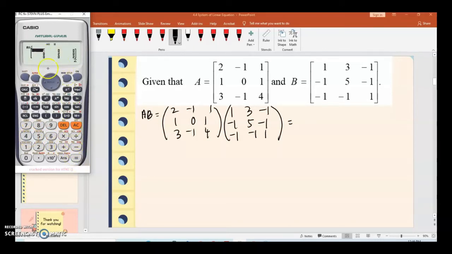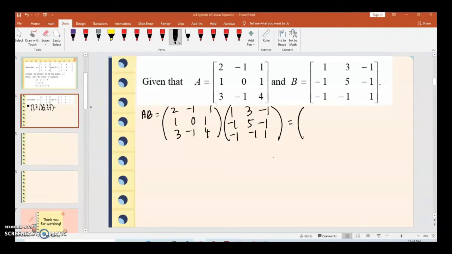Okay, then we get 2 identity. So we write down the answer here: 2, 0, 0, 0, 2, 0, 0, 0, 2. Here A multiplied by B is equal to 2 identity. So we have the product of AB and then we are going to deduce the inverse of matrix A. So we have the statement here, AB equals 2 identity.